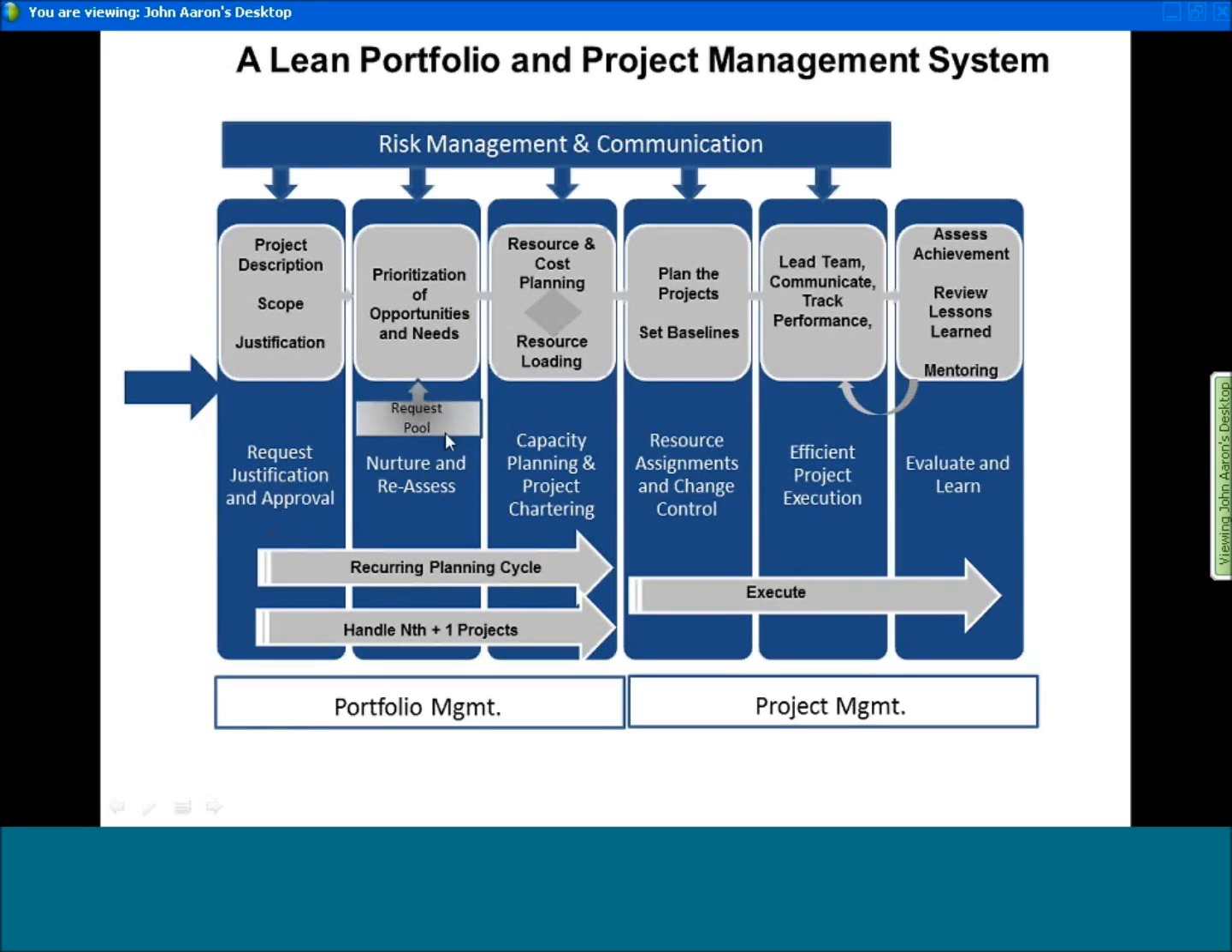If need be, if we wanted to nurture and keep requests so that their priorities increase over time, we can do that and keep them visible. So we have kind of a prioritization stage. Then it moves into capacity planning.